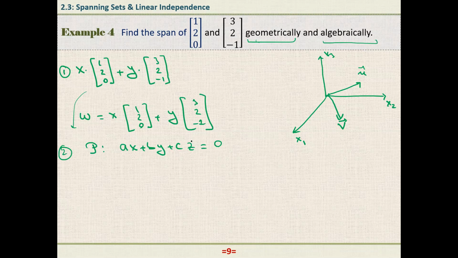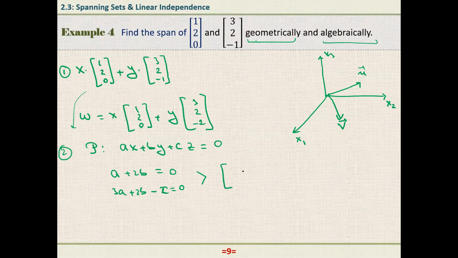Now we know that every vector on this plane is in the span of these two vectors. So if I substitute one vector here, it belongs to this plane, and another vector here, it belongs to this plane, right? So we need to solve this equation. If you substitute this vector, what do we have here? We have a plus 2b, and the third component is 0. Here we have 0. And here we have 3a plus 2b minus c, right? That's equal to 0.